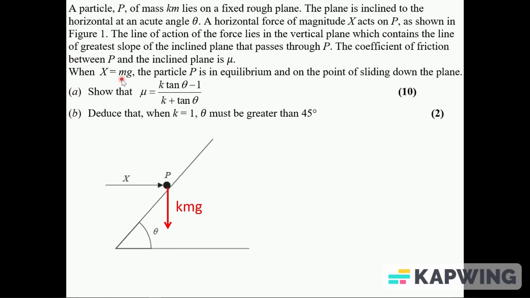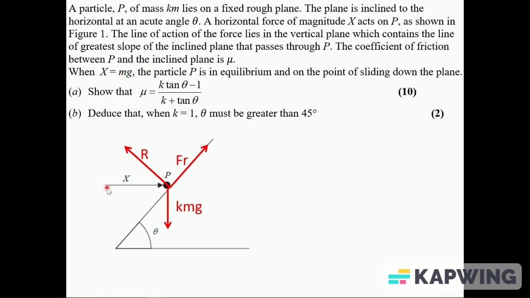When x equals mg, the particle is in equilibrium. So we're going to put the rest of the force on the R's here. It says on the point of sliding down the plane, which means the friction's acting up the plane. The x is just about big enough to hold it up and stop it sliding down the plane. It's nowhere near big enough to make it go up the plane. It's just holding it up. So the friction's acting up the plane.